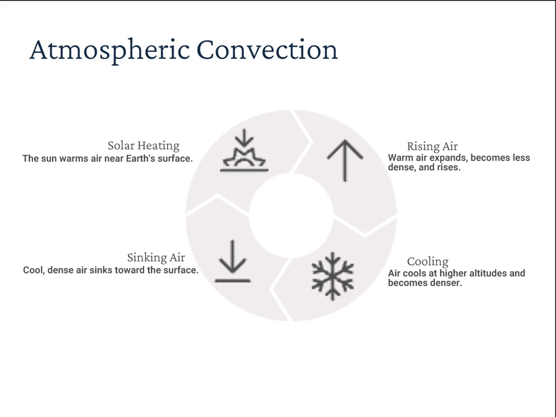This cycle, rising warm air and sinking cool air, is called a convection current. It's the same basic idea behind boiling water. Hot water rises from the bottom of a pot, cools at the top, and sinks again. In Earth's atmosphere, this creates weather patterns like wind, clouds, and storms.